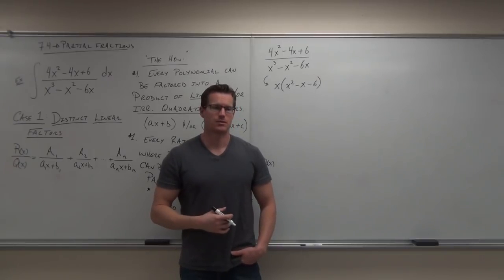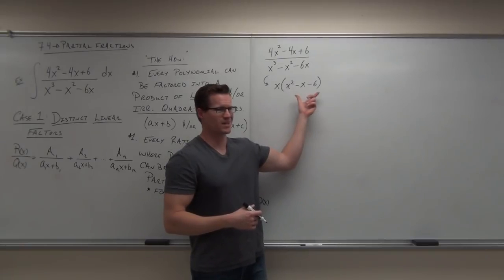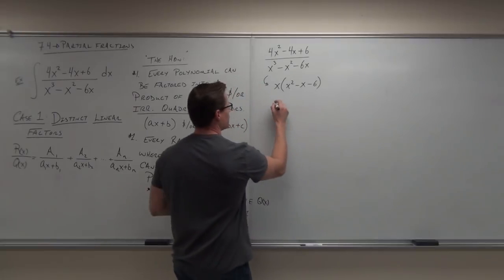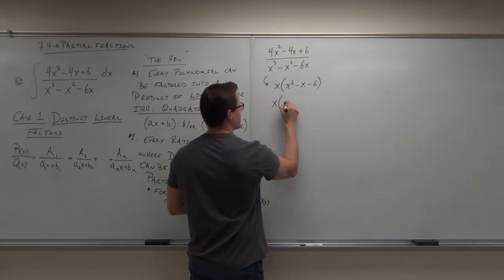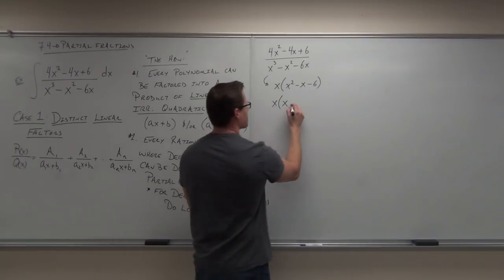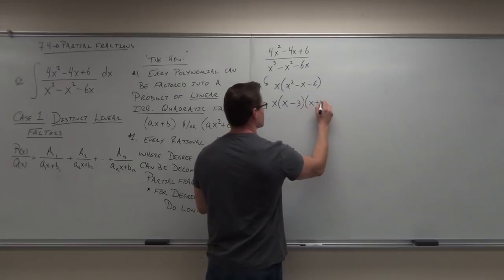Now, do we stop here? You better make sure that this is not factorable if you're going to leave a quadratic. Is this factorable? Yeah, it is. Negative 3, positive 2. So we'd have x times (x minus 3) times (x plus 2), and it does not matter the order, not one bit.